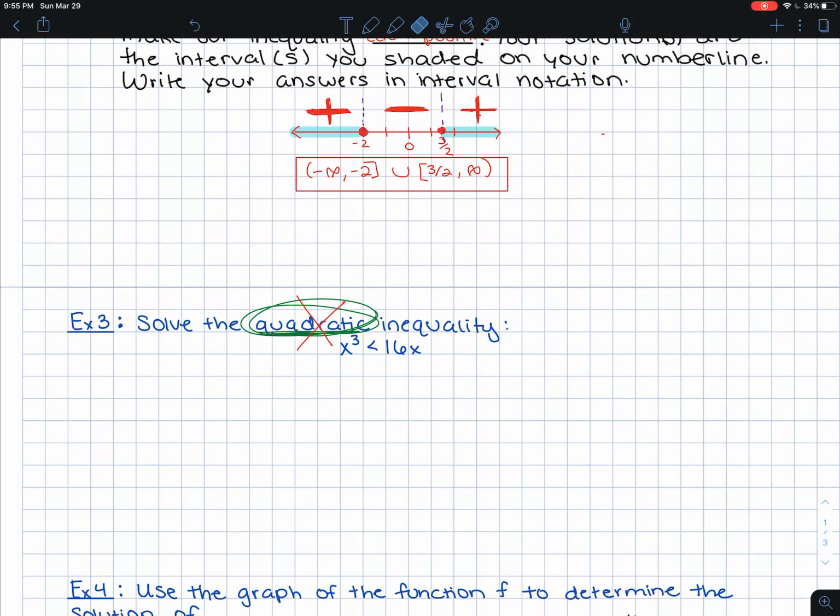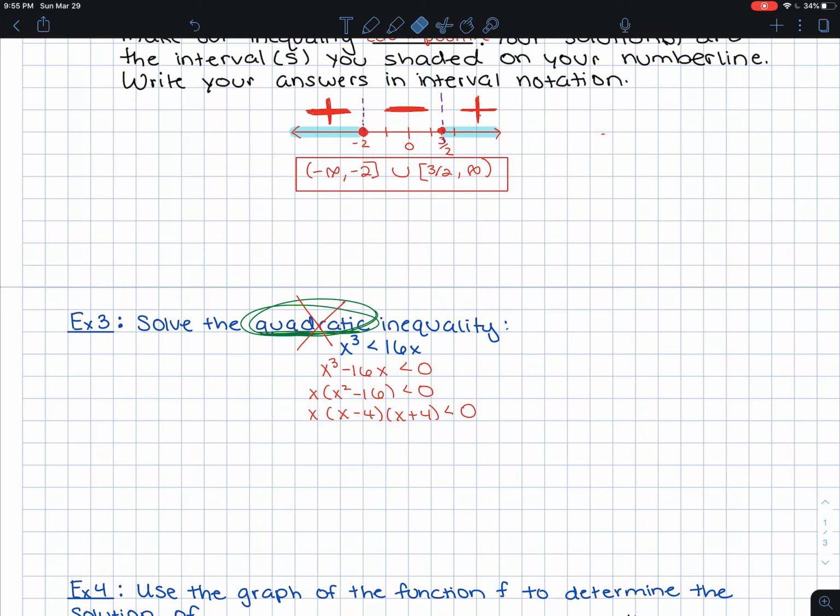We already know the first step. We want to set one side of the inequality to 0. So let's move the 16x and subtract 16x to both sides. Next, we want to factor the GCF first. Before you even do anything, don't forget your greatest common factor, which in this case is x. Next, let's factor that quadratic, x squared minus 16. And we get our final 3 factors.